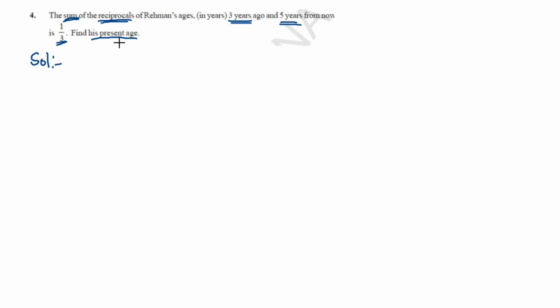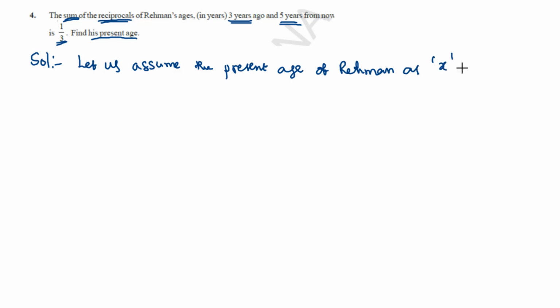Here we have to find the present age of Rehman. So let us assume the present age as x years. We are taking the present age of Rehman as x years, since we don't know what his present age is, and that we have to find out. Now using this x years, let us find out Rehman's age 3 years ago and after 5 years.